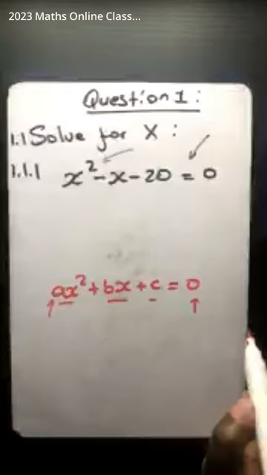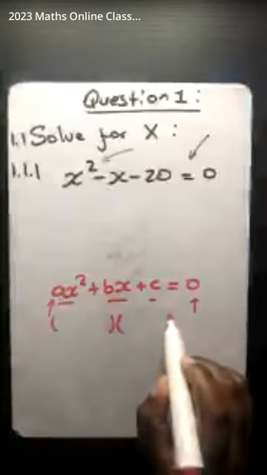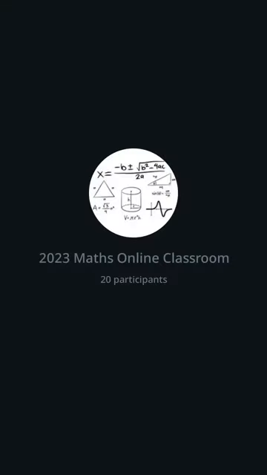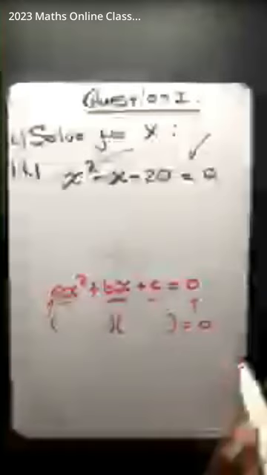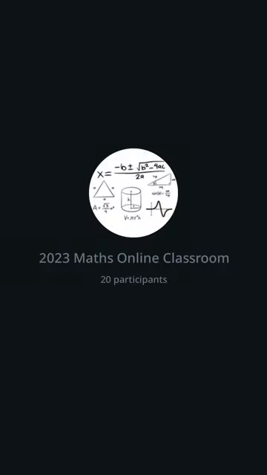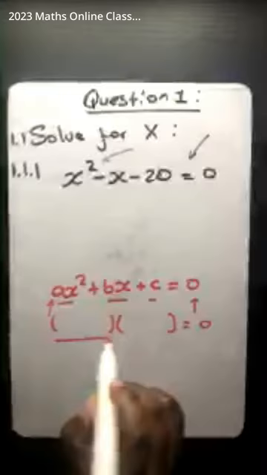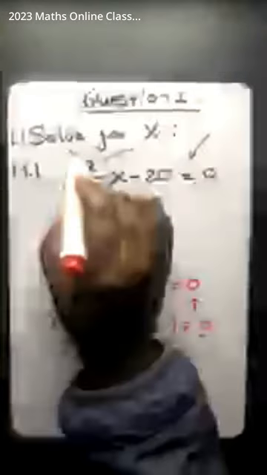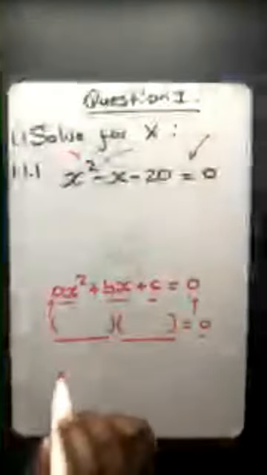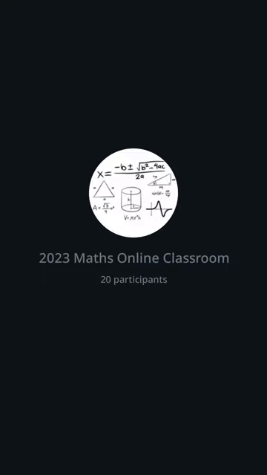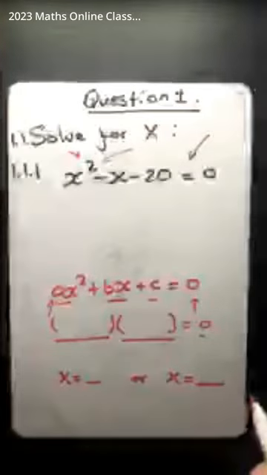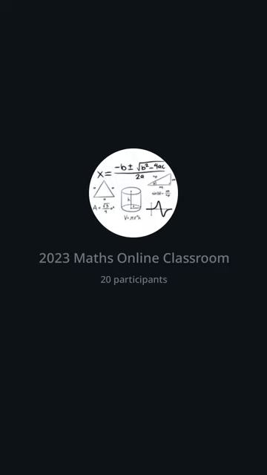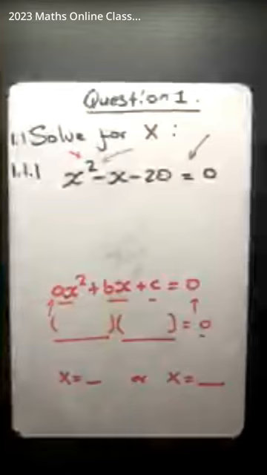Once it is in the standard form, you can go straight to factorizing. But if it is not in the standard form, you need to arrange it until it is. Once you've factorized, you equate each factor to zero and you solve. Remember, power of two simply means you are going to have two possible answers. So at all times, when you are dealing with a quadratic equation, you will always have two possible answers. Very, very important.